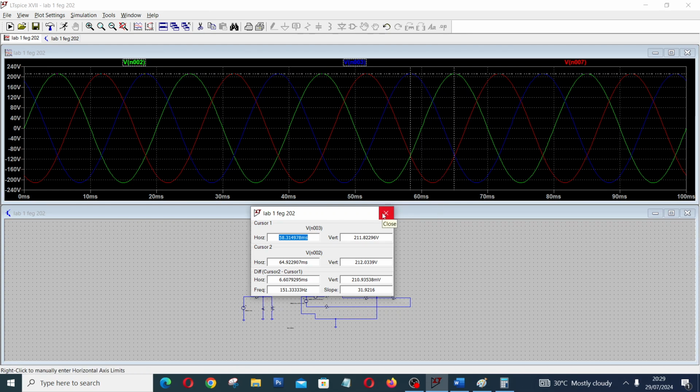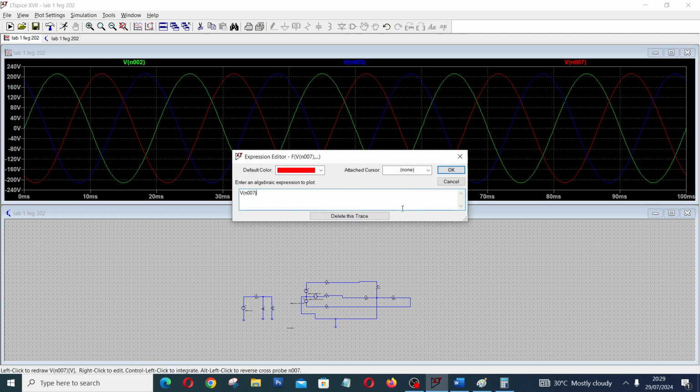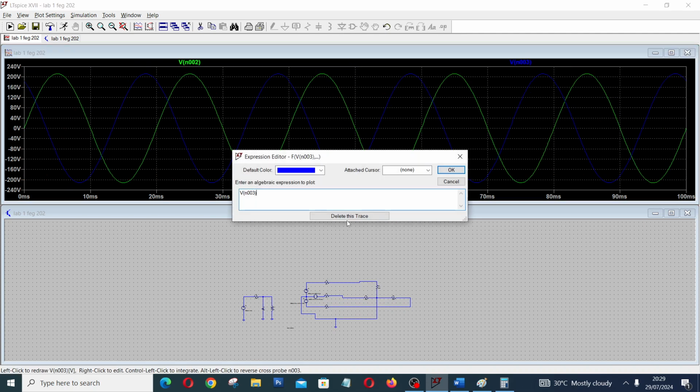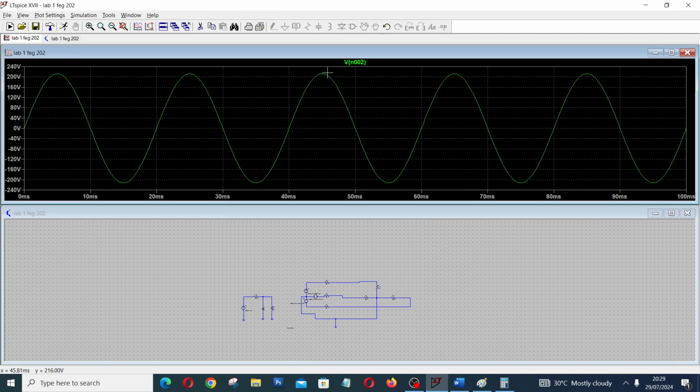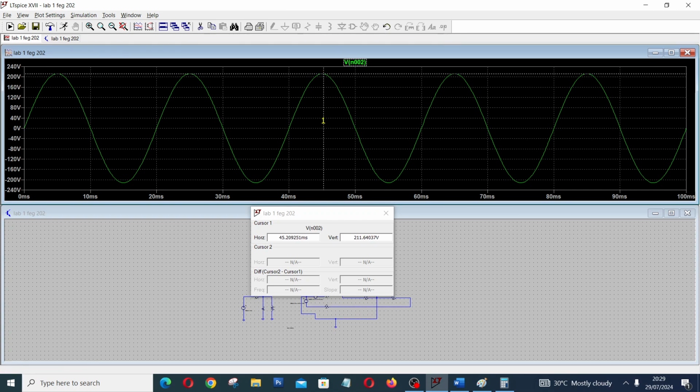Then in the second part, we want to measure the line voltage. Since the three phases are balanced, let's just delete one and measure the line voltage. This is our phase voltage. So take your cursor and measure the phase voltage. The phase voltage is given by 211.992 volts. That is your phase voltage.